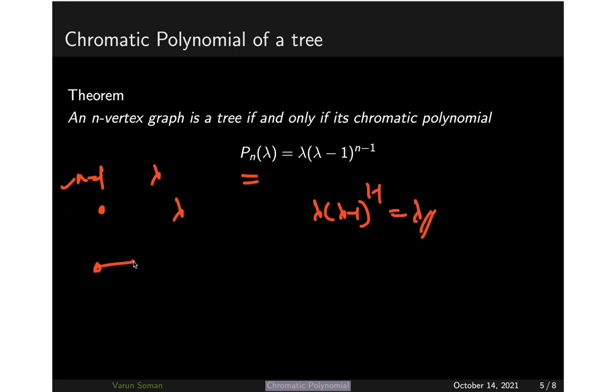Even for n equal to 2 it is true. Why is it so? Because for n equal to 2, you already know that the chromatic polynomial is lambda into lambda minus 1. If lambda colors are available here, lambda minus 1 colors would be available here. So this is lambda into lambda minus 1. In that case also it's true, because it's the same as lambda into lambda minus 1 raised to 2 minus 1.